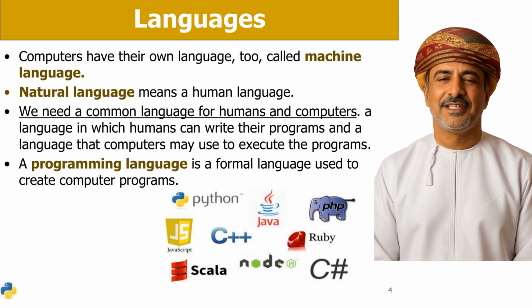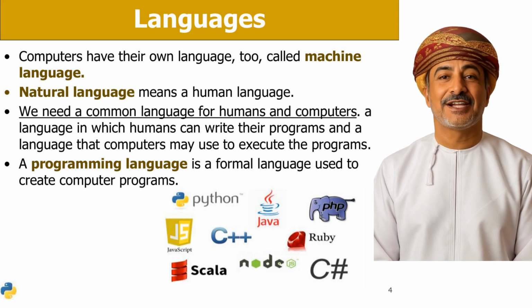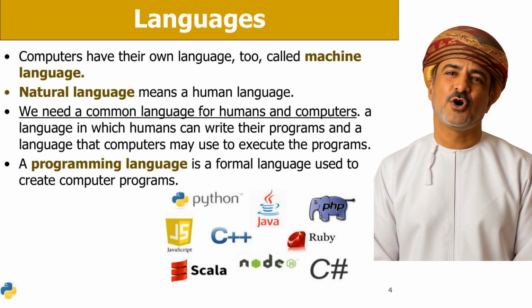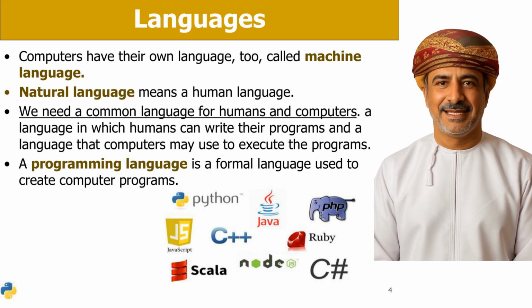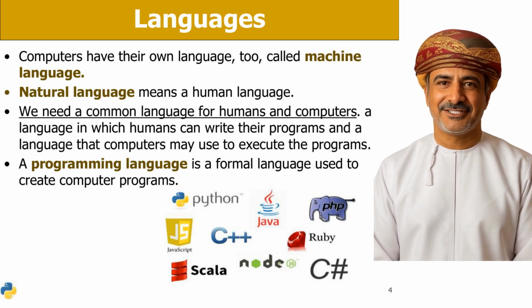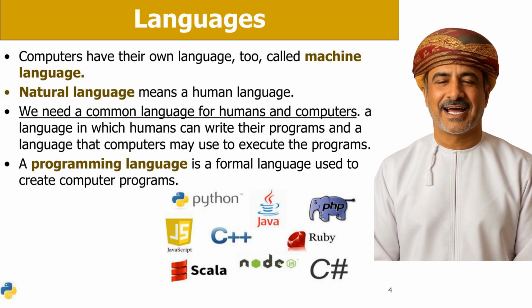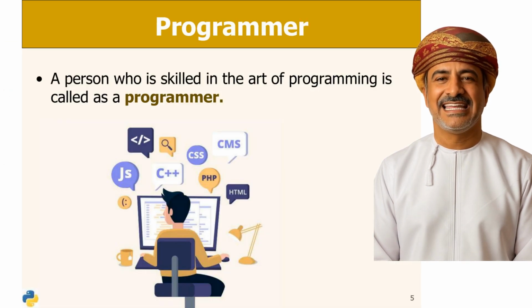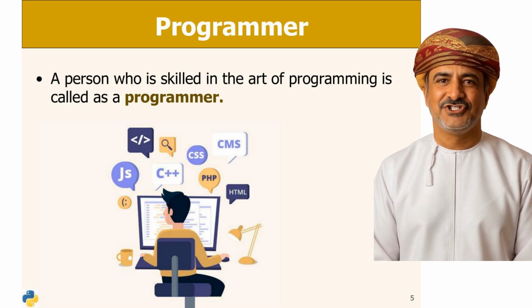Computers communicate using machine language, while humans use natural language. To bridge this gap, programming languages serve as a common medium. These formal languages allow humans to write programs that computers can execute, facilitating effective interaction between human intent and machine execution.